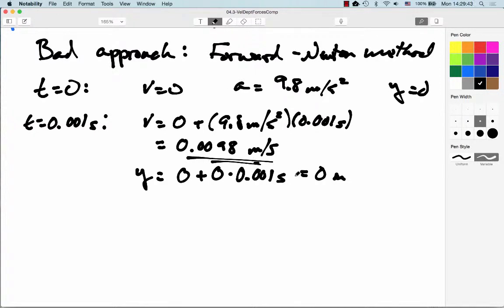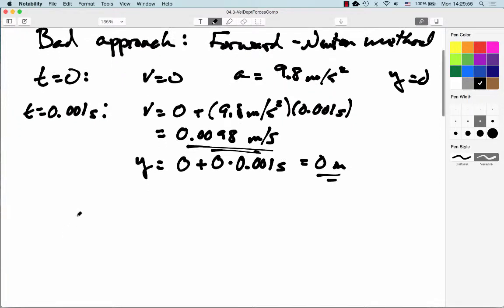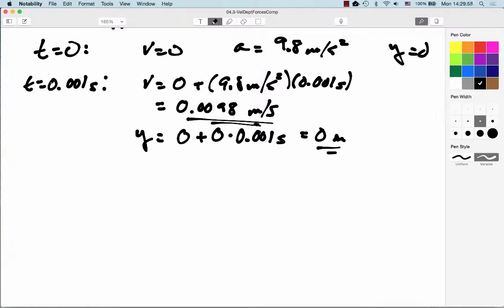So you can already see this is a little hinky. How can we have a speed and yet we haven't moved? And that's sort of the problem with this method. And we'll see where that takes us.